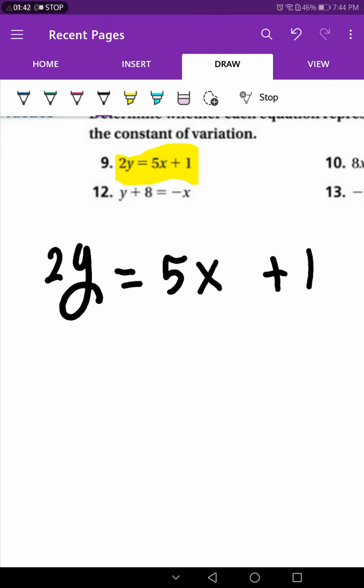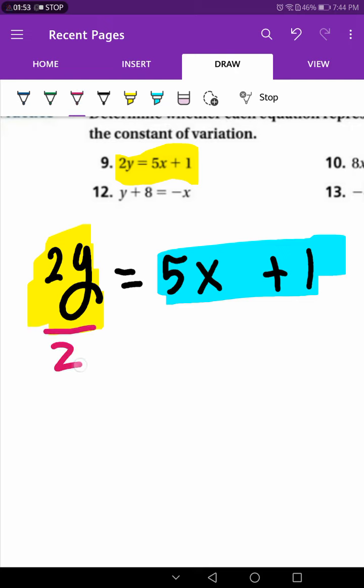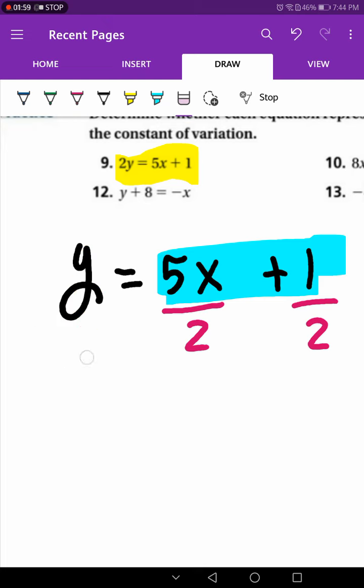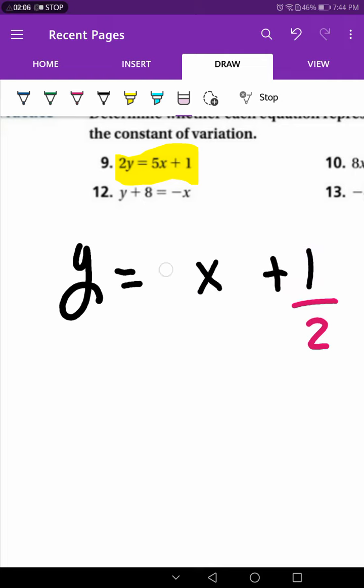Every time we try to make the y alone and happy on one side. This is the left side and this is the right side. How can I make this y alone and happy? Yes, divide by 2, divide by 2, and divide by 2. So this will be eliminated, the y is alone and happy now, and this will be 5 over 2x, and this will be 1 over 2.